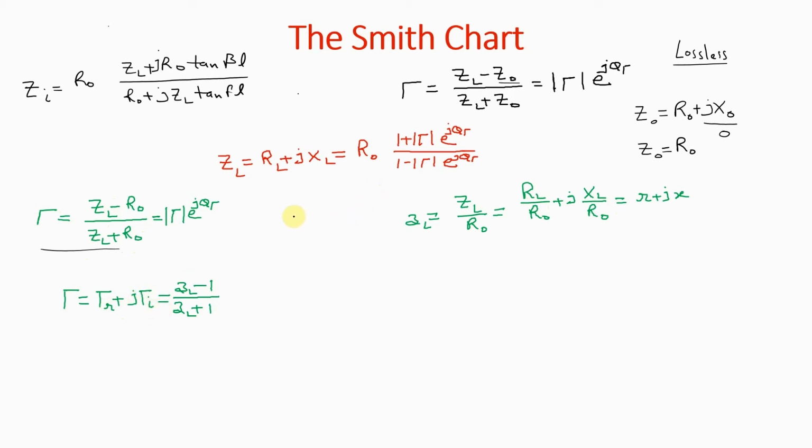Now, divide this numerator and denominator by R naught. So R naught divided by R naught will be 1, and ZL divided by R naught is small zL. So we get small zL minus 1 over small zL plus 1. We can write it like this. Okay. Now apply componendo and dividendo. You can write zL in terms of gamma: zL is equal to 1 plus gamma over 1 minus gamma. This is very easy.